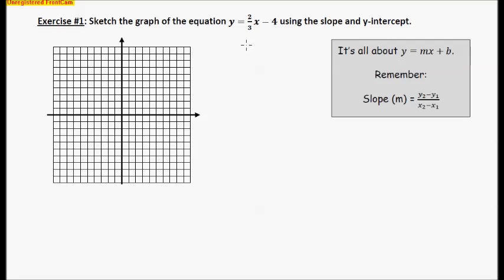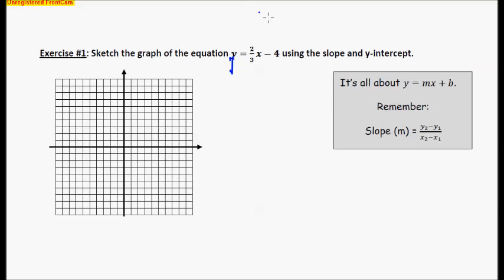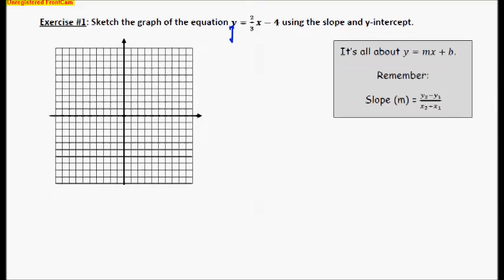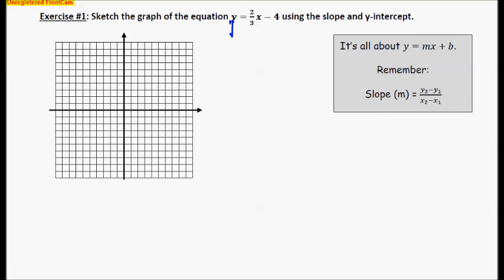So let's try number one here. It says sketch the graph of the equation y equals 2/3 x minus 4 using the slope and y-intercept. And I have my little box over here. Remember, it's all about y equals mx plus b, which if I line these up, this equation is already in the y equals mx plus b form. Okay, I can write that right below it.